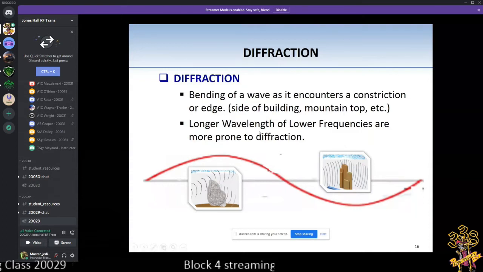Okay. Longer wavelengths are more prone to diffraction, because they've got more wavelength to get caught up on that edge of the building or that side of the mountain.